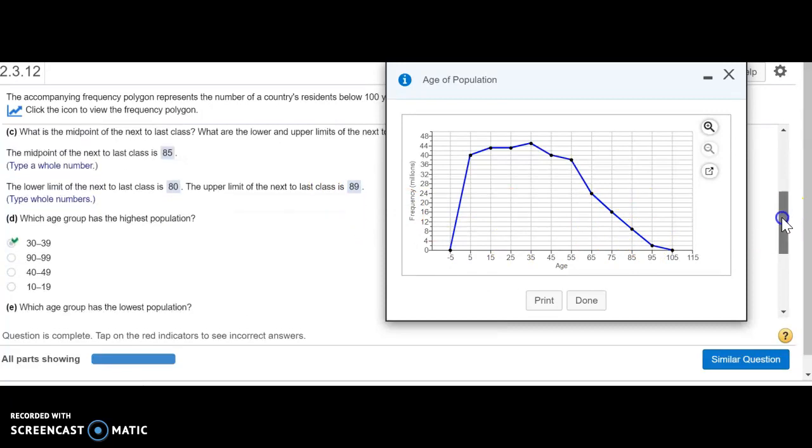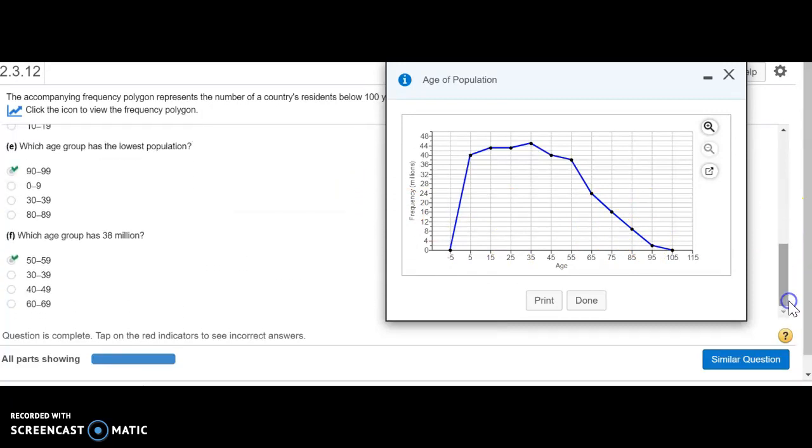And then it looks like you got the rest of the answers correct. So hope that works.